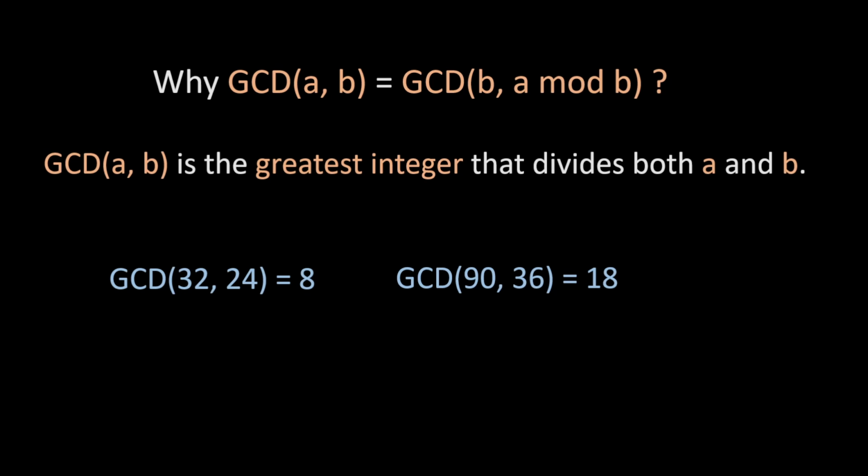Let's see this formula in action. Let's find the GCD of 32 and 24. According to the formula, the GCD of 32 and 24 is equal to the GCD of 24 and the remainder of 32 divided by 24. So we have the GCD of 24 and 8.